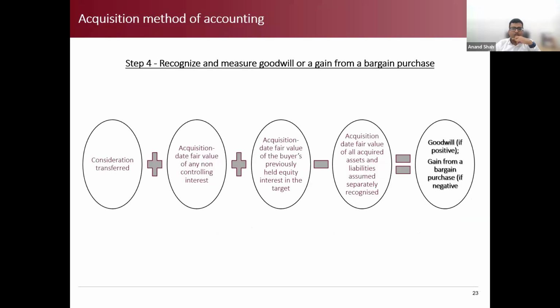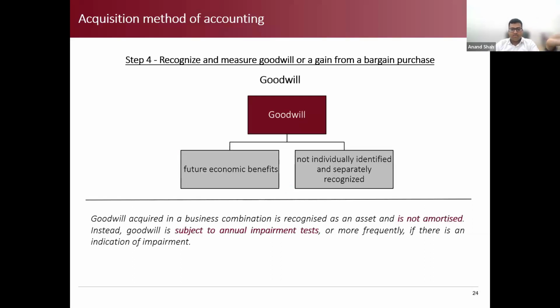Right. So we spoke about consideration transferred, fair value of non-controlling interest, and acquisition date fair value of previously held equity interest. Next is basically the valuation of intangible assets and assumed liabilities. We'll get to that. However, the addition of what you paid plus the non-controlling interest value plus the true-up value minus what I've got is essentially goodwill or a bargain purchase.